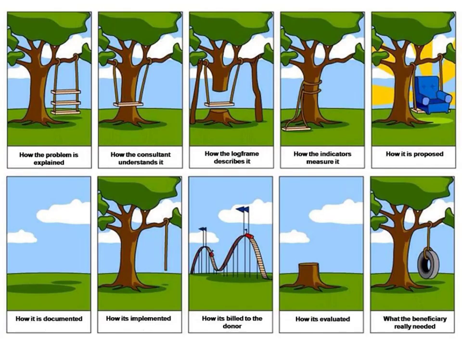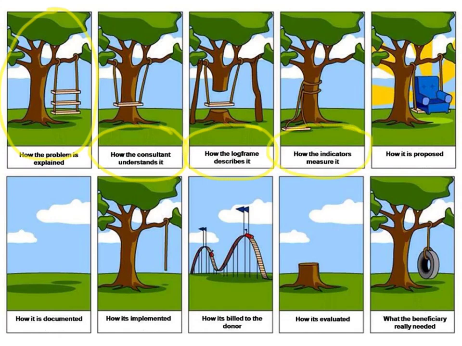But before we go into the details of the cycle, we need to understand some of the problems that exist in projects and monitoring and evaluation. Here's a simple chart. It's a cartoon diagram that more or less summarizes some of these problems. We begin with an understanding of the problem, how the problem is explained. Then the next one is how the consultant understands the problem and makes an interpretation of that problem. We then go into the design, how the law firm will describe it, and how the indicators will measure it.